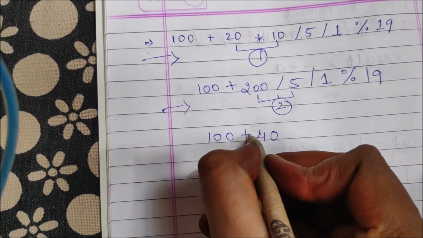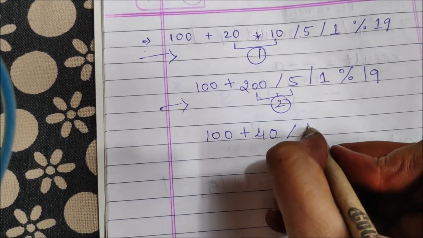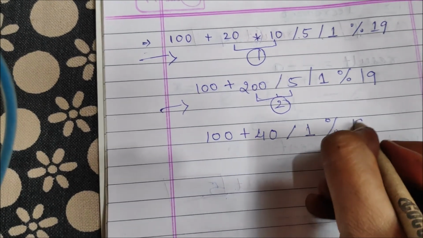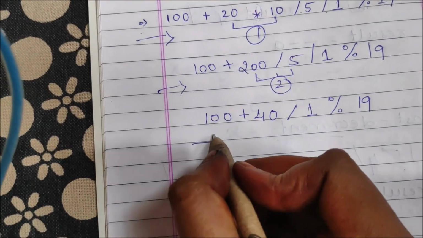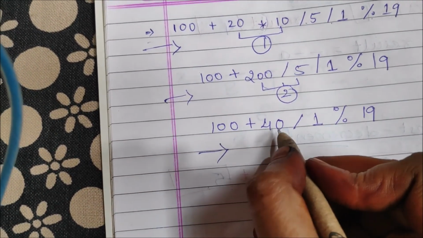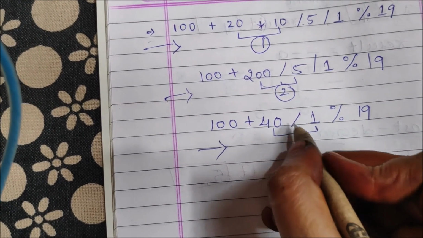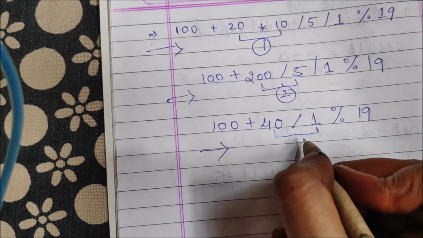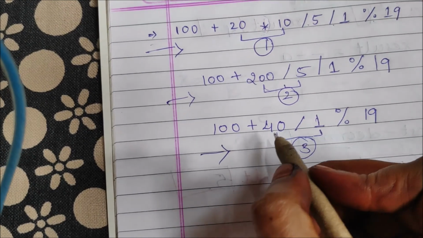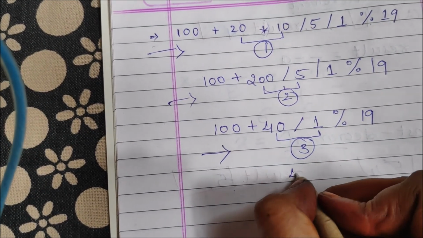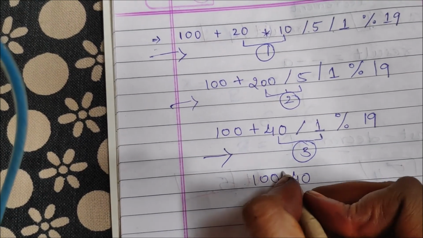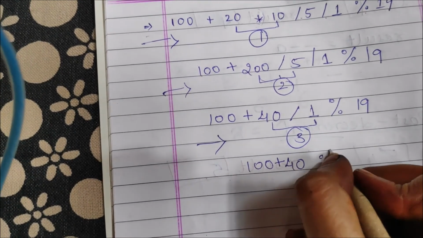Again, the remaining part of the expression is as it is, / 1 % 19. Now once again start evaluating from left to right. Again we encounter the highest precedence operator, that is division, so this should be evaluated. So 40 / 1 is 40, and again we have 100 + 40 % 19.